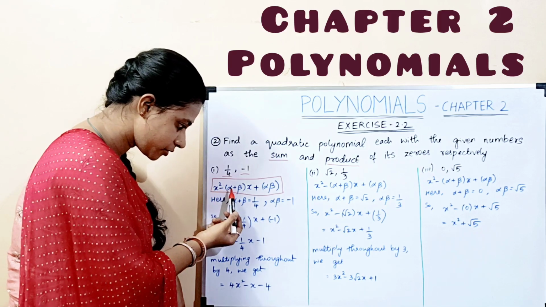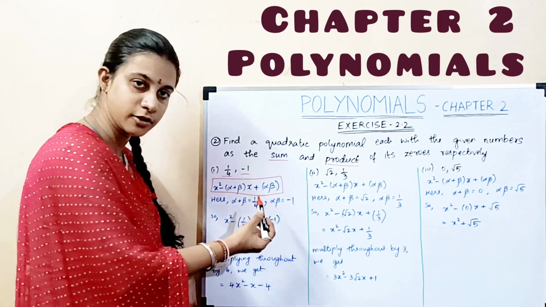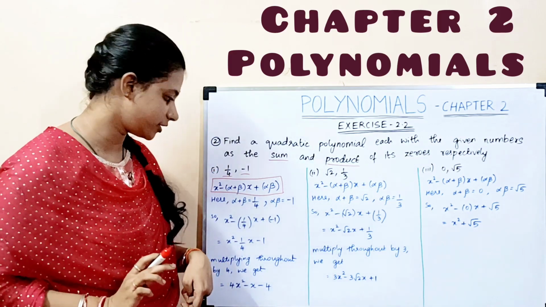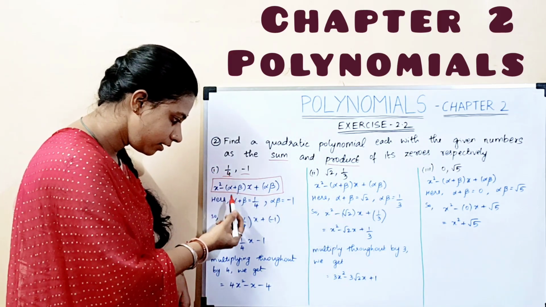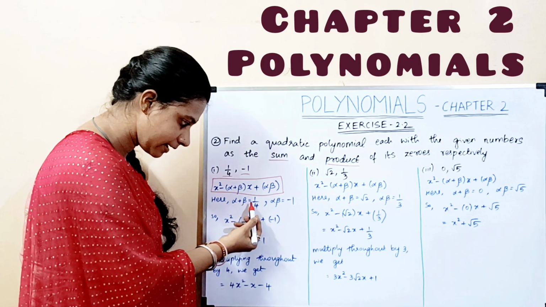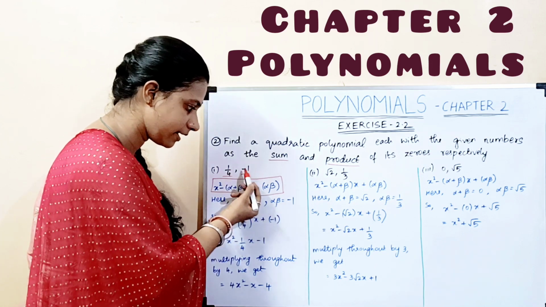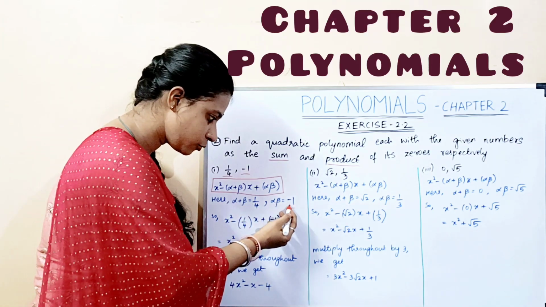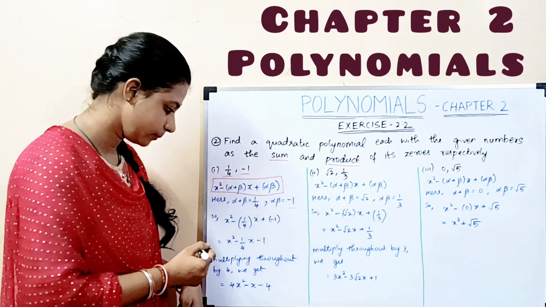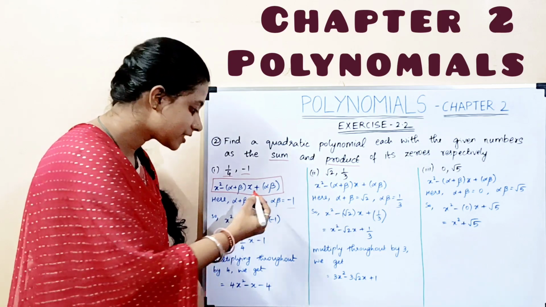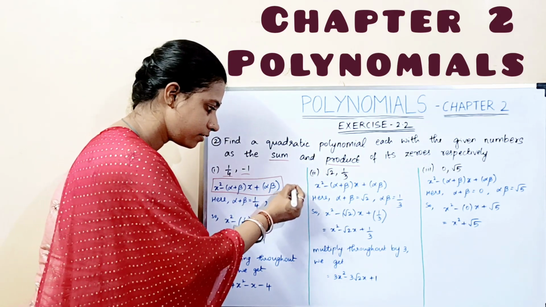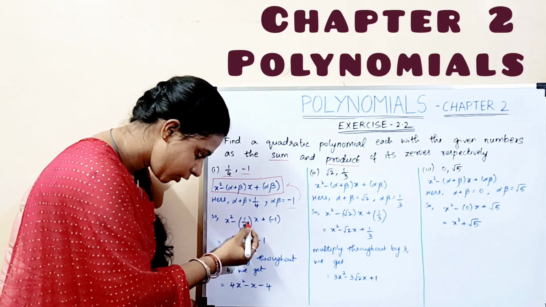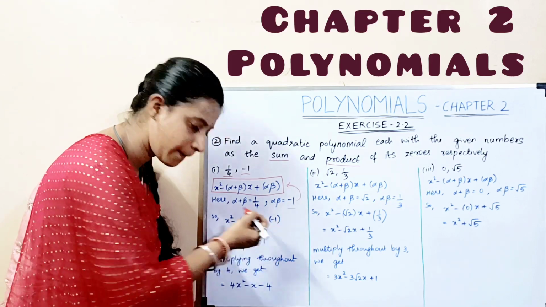So in this we will substitute the sum of the zeros and the product of the zeros, and on simplifying we will get the quadratic polynomial eventually. Here the sum of the zeros, alpha plus beta, is given as 1 by 4 and alpha beta is given as minus 1. So we will substitute these two values in this step. So x square minus 1 by 4 into x plus minus 1.